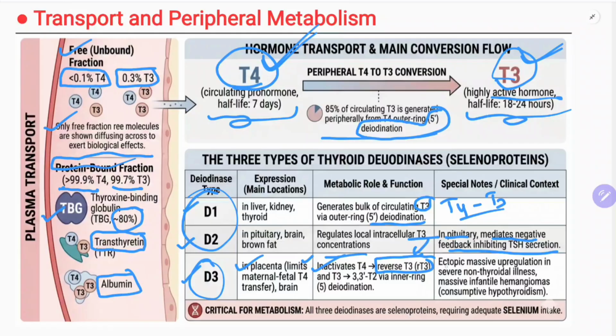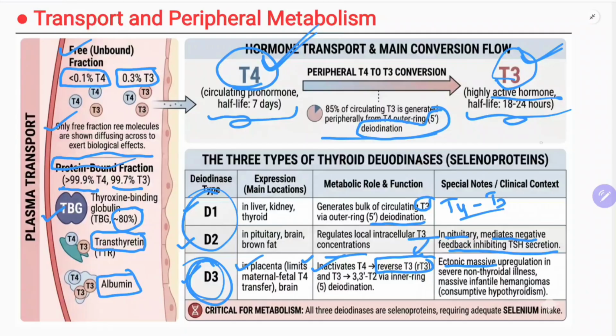So what is the ectopic massive upregulation? This is important. In severe non-thyroid illness, the TSH is low, T3 and T4 are low, and the patient is in a sick state, but is not hypothyroid. That is known as sick euthyroid syndrome, or non-thyroidal illness. In that condition, D3 is upregulated, and more of the active hormone T3 is converted to reverse T3. That is one important thing.